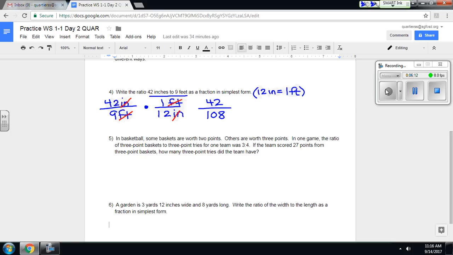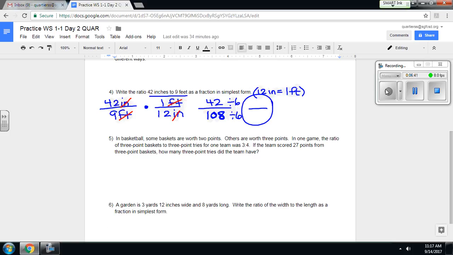Now, because we know that 7 times 6 gives you 42, you should always check those numbers to see if they would also go into 108. And they do. Actually, 6 goes into both of them. Use your calculator and get your answer. I'm not going to write it. You have to put down what you got on your calculator. Once you've done that, you're done with numbers 1 through 4, and this is the end of the tape.